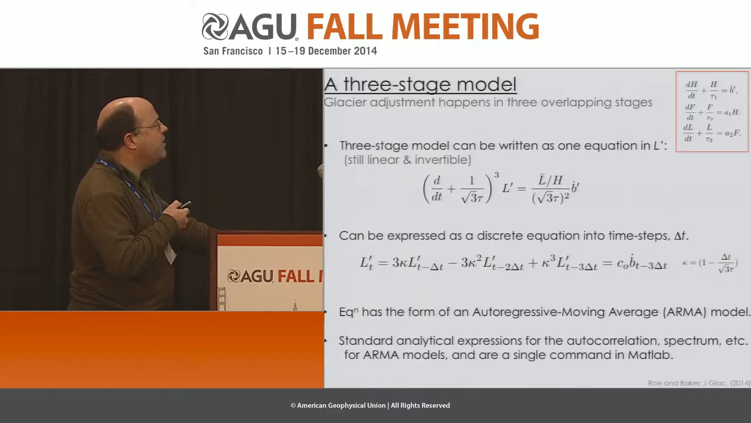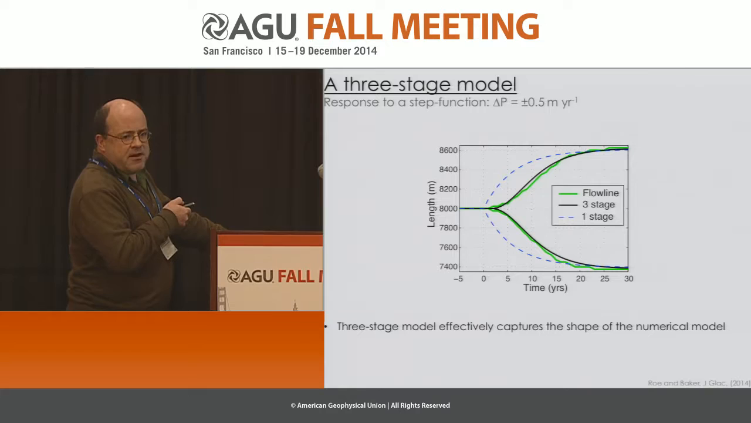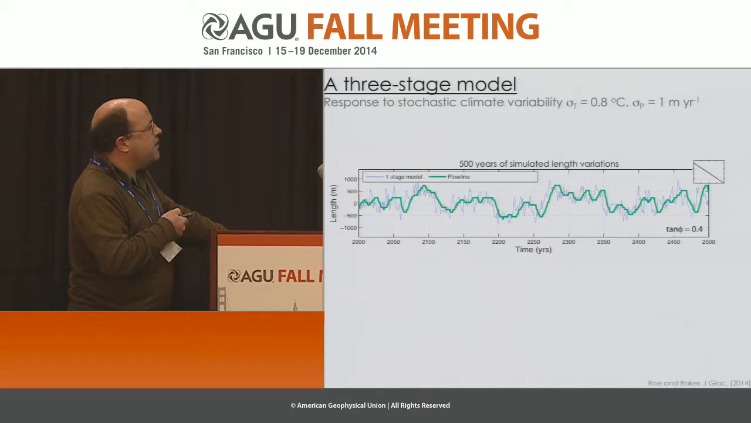So how well does it do? This is the previous plot I showed you of the response to a step function, the numerical flowline, and the one-stage model. That's the behavior of the three-stage model. And you can see it's nailing this sigmoidal tulip-shaped approach to equilibrium very well. Do the same thing for the stochastic fluctuations, and it nails it cold.